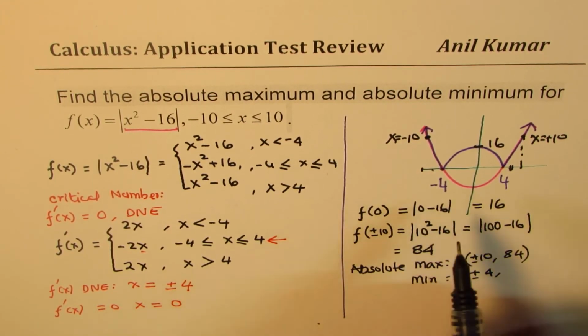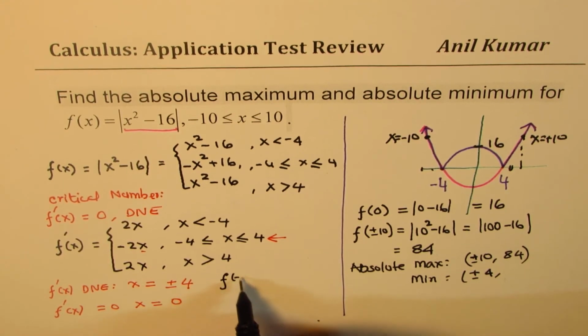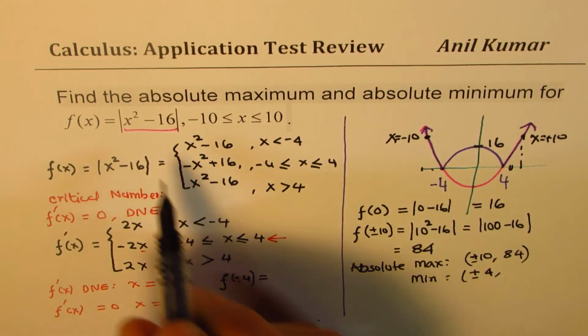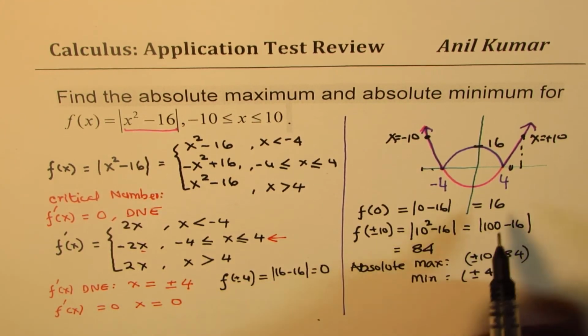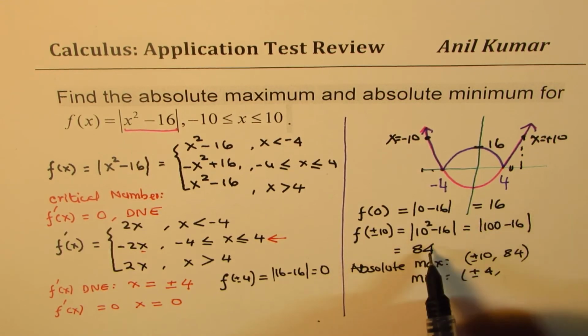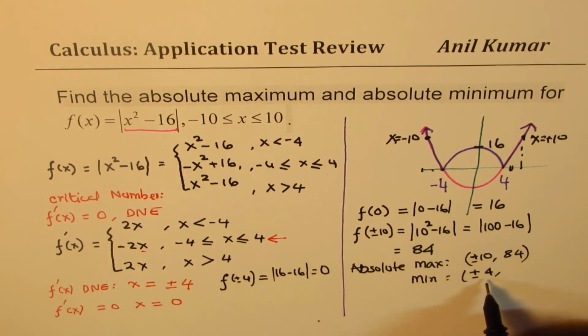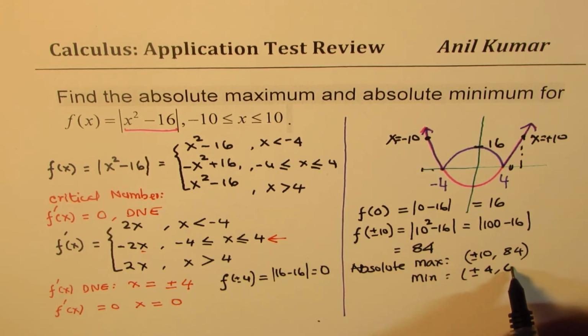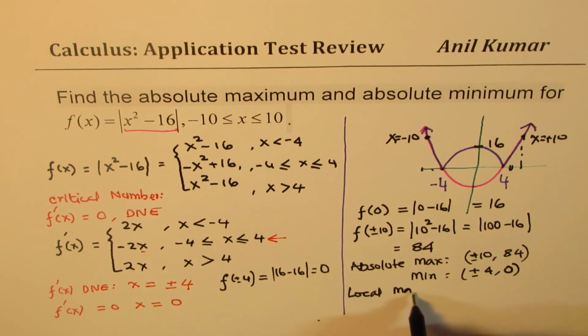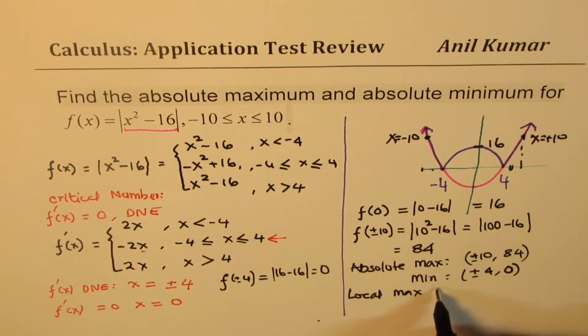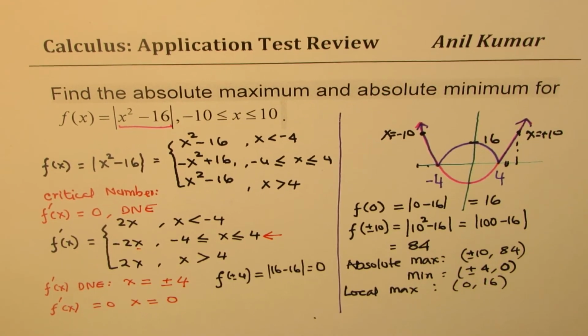and oh, I didn't check this, so let me write down that value also. f of plus minus 4 is equal to, if I write here, absolute value of 16 minus 16, which is 0. Now if you compare these three values, what you notice is that the minimum value is at plus minus 4 and it is 0, right? So we have a local maximum at 0, 16 is not the absolute maximum or minimum, right? So that is how you can answer this question.